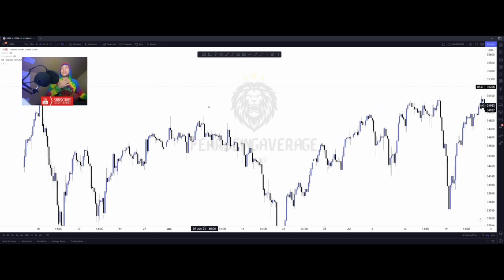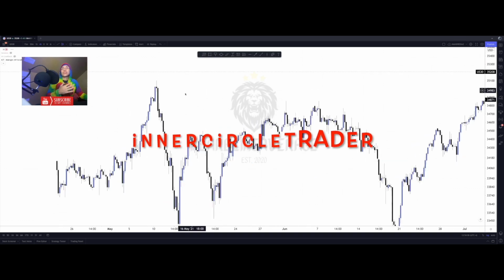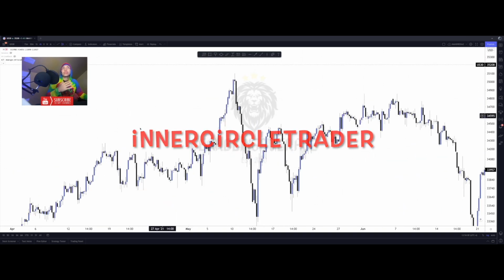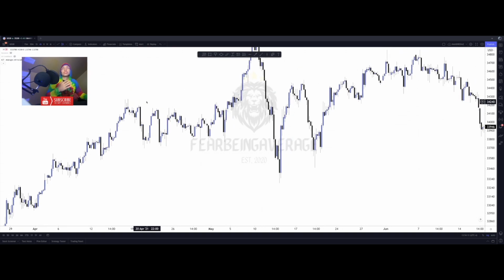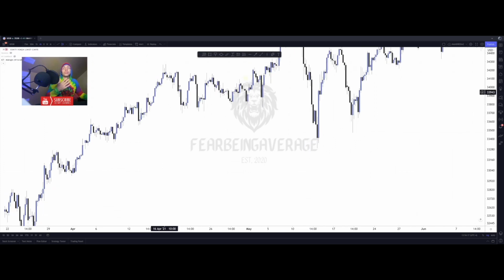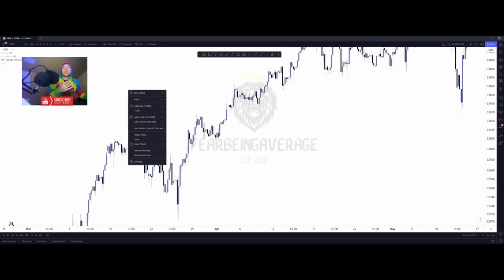These concepts were made by ICT, Inner Circle Trader. If you want to go to the direct source and learn them, this is not my concept. These are his concepts that I use, but I'm going to show you guys how I use them and the ways that I use them, and I try to simplify it as best as possible. So let's get right into it.